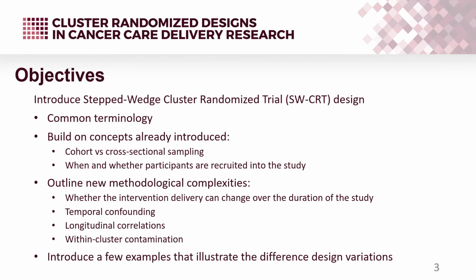So what we're going to do in this session is first of all introduce some common terminology that's used when describing the stepped wedge design. We're then going on to build on some concepts that we've already introduced, so thinking about cohort and cross-sectional sampling, and when and whether participants are recruited into the study. Then we'll go on to outline some new methodological complexities that this design brings with it.